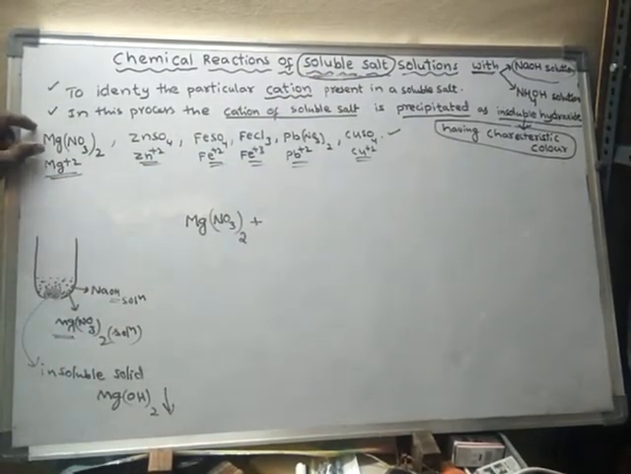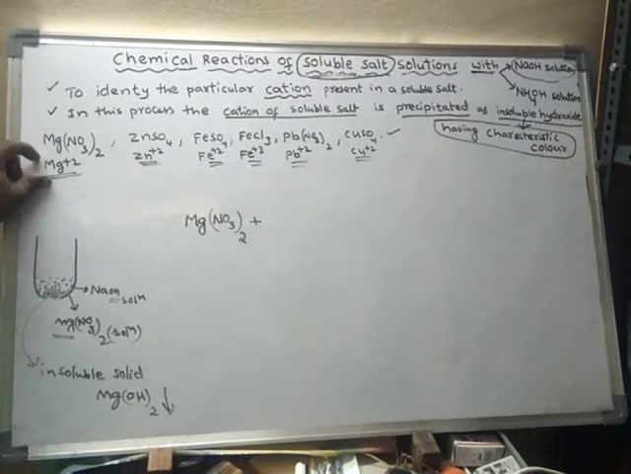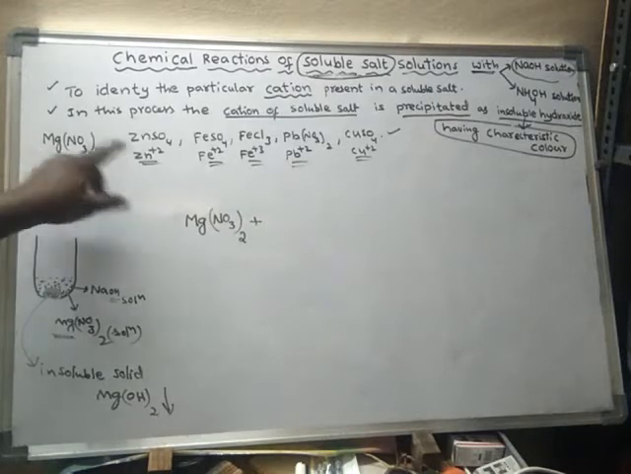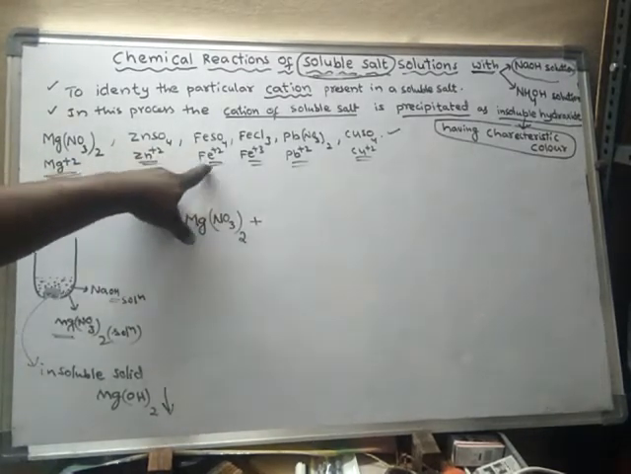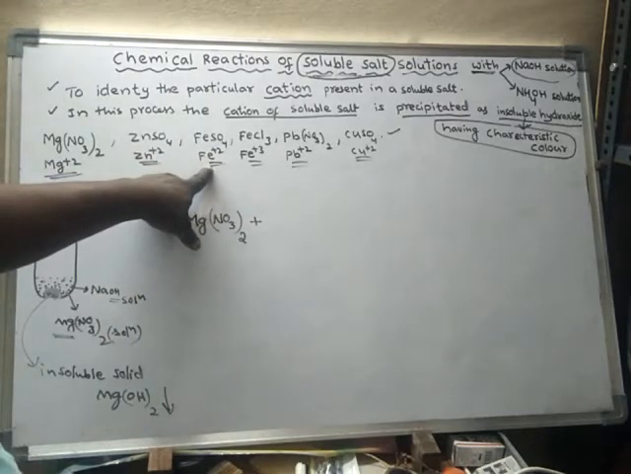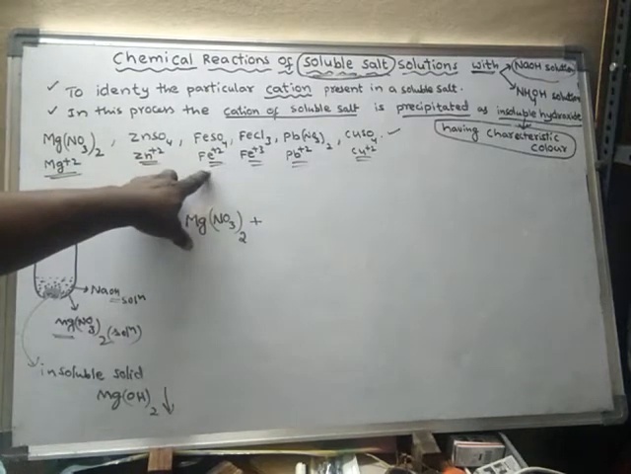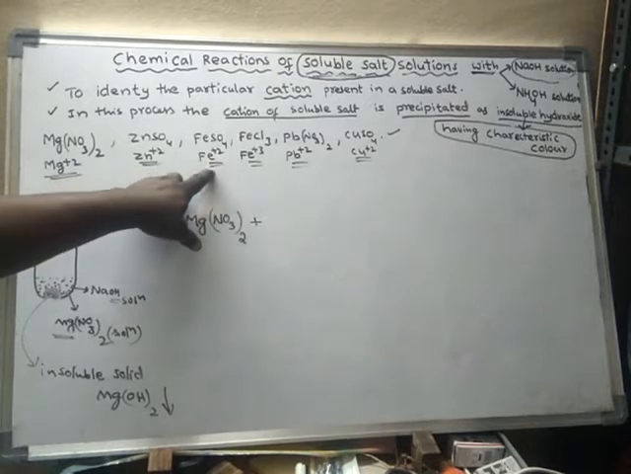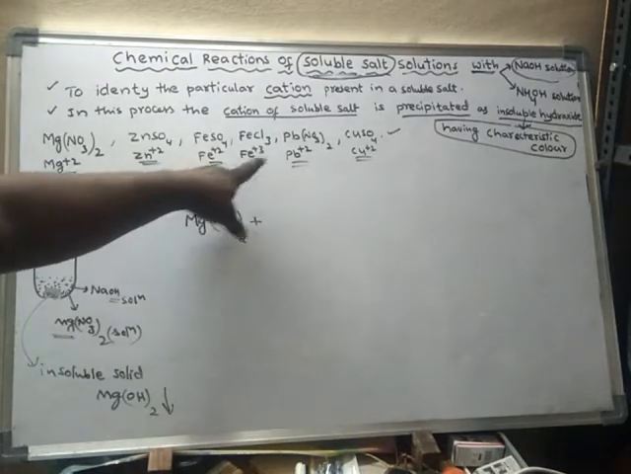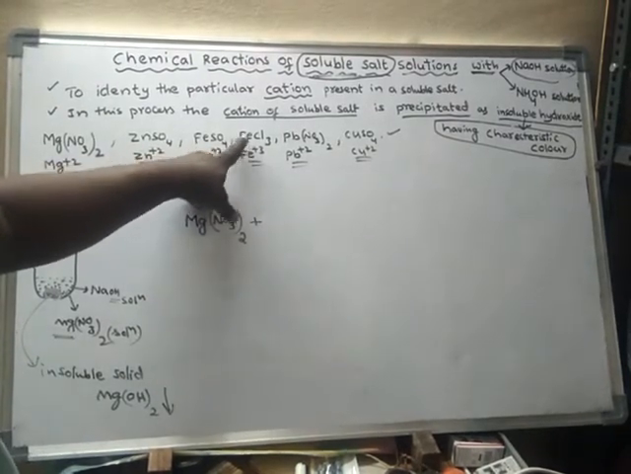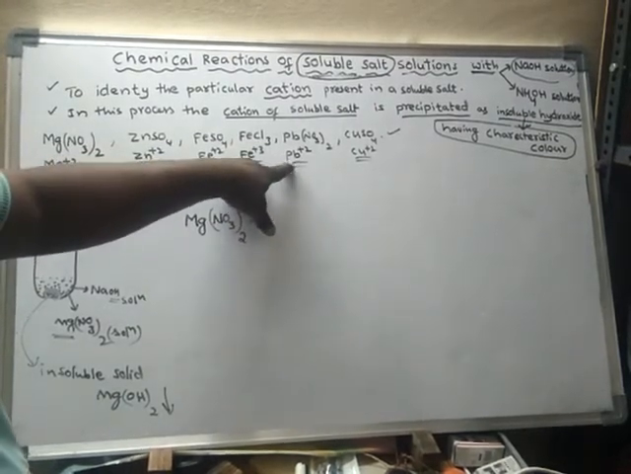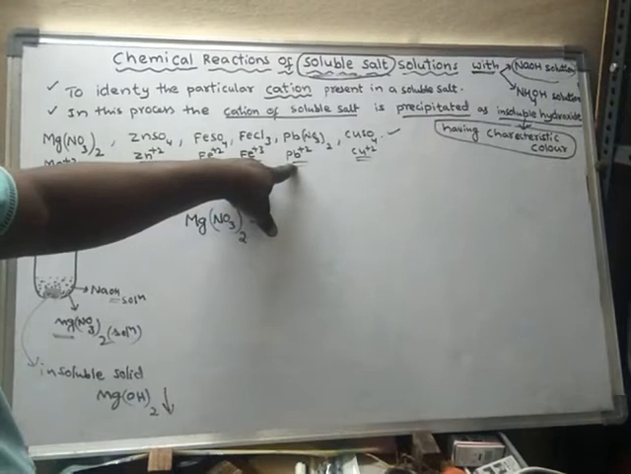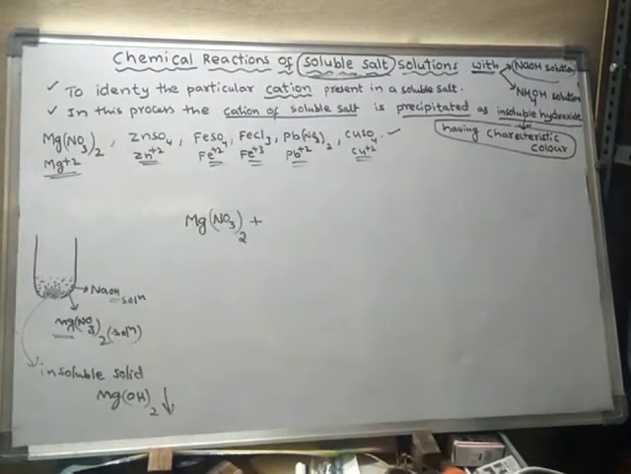Magnesium nitrate contains the magnesium ion, Mg2+. Zinc sulfate contains the Zn2+ ion. Iron sulfate contains the Fe2+ ion; this is called ferrous sulfate, and Fe2+ is the ferrous ion. Ferric chloride, FeCl3, contains the ferric ion. Lead nitrate contains the lead 2+ ion. Copper sulfate contains the Cu2+ ion.